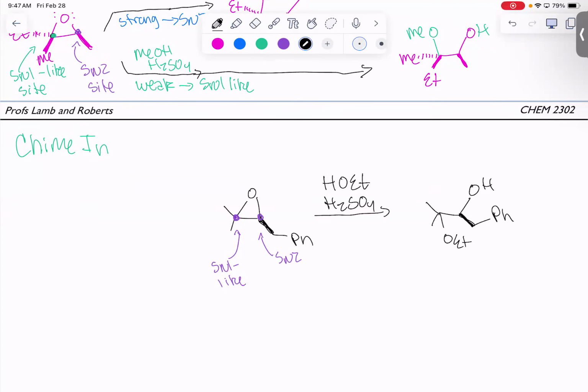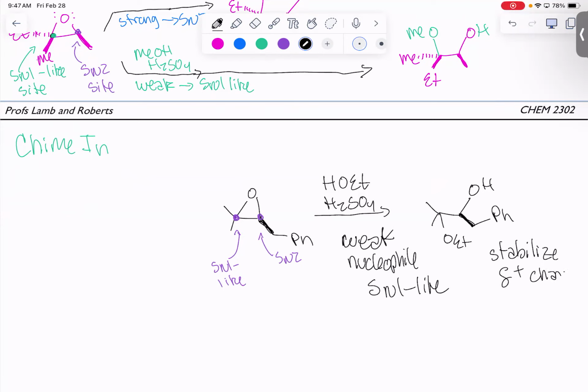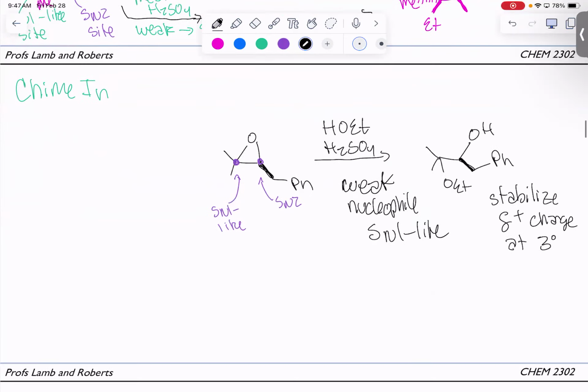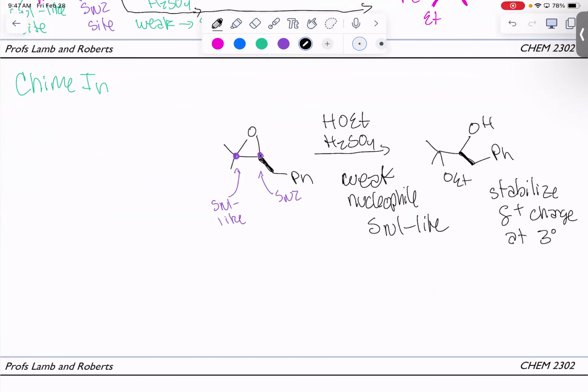Okay, just for the exercise of this, let's go ahead and label these. This is our weak nucleophile. It's not deprotonated. We have acid, so we're going to have an SN1-like mechanism. All right. And this product would stabilize the delta plus charge best at the tertiary center.